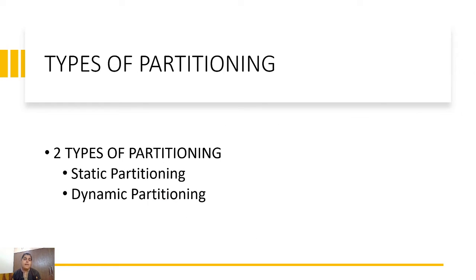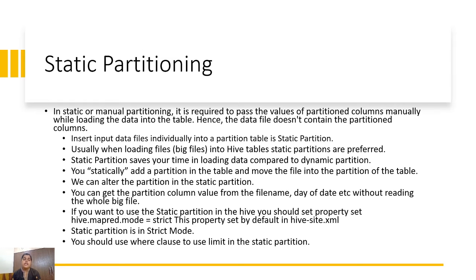Next, types of partitioning. We have two types of partitioning in Hive. One is static partitioning and the other one is dynamic partitioning. So let's see what is static partitioning. In static or manual partitioning, it is required to pass the value of partitioned columns manually while loading the data into the table. Hence, the data file doesn't contain the partitioned columns. Inserting input data files individually into a partition table is called static partition.